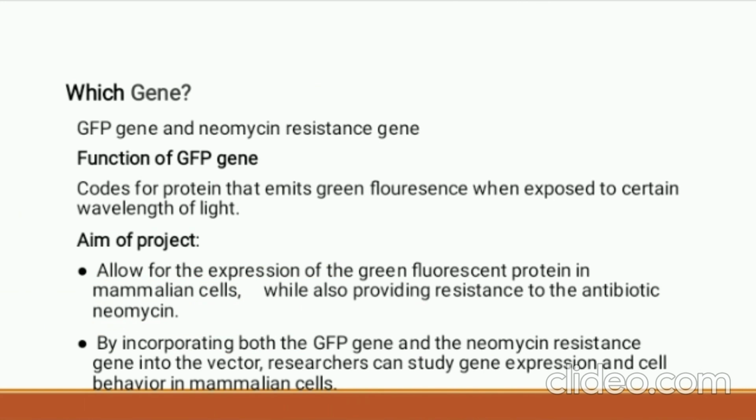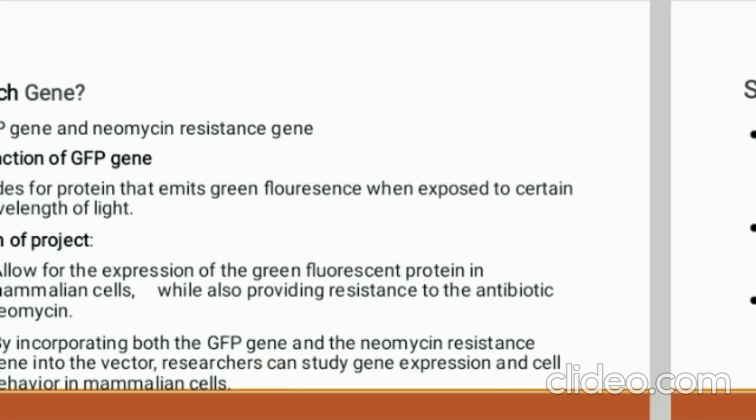So next is the function of the GFP gene. The GFP gene is basically a gene which emits green fluorescent light when it is exposed to light of a certain wavelength. The main objective or aim of this project is that we will insert the GFP gene as well as the neomycin resistance gene into the host cell. While we incorporate both of these genes, we will check the expression of the cell as well as the behavior of that mammalian cell in which these two genes are incorporated at the same time.